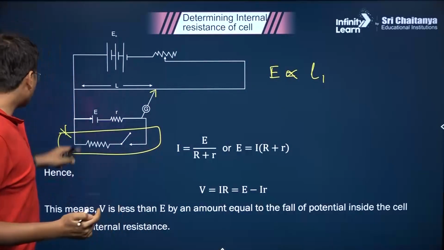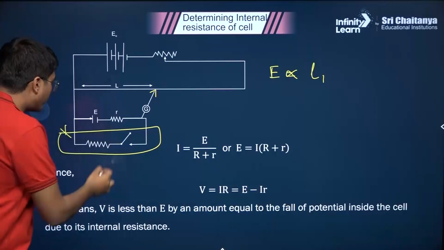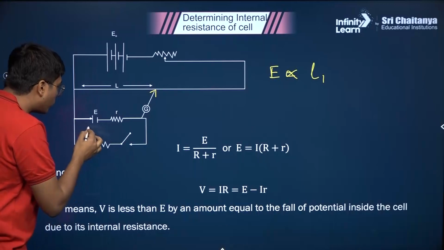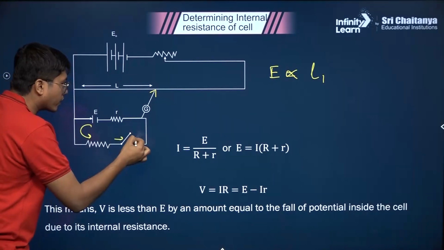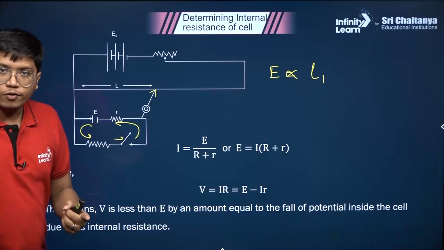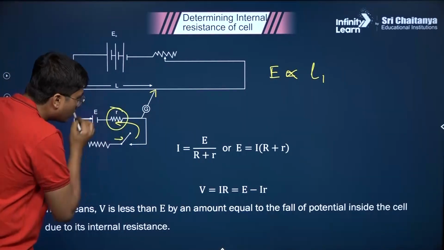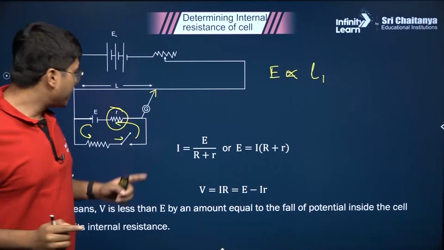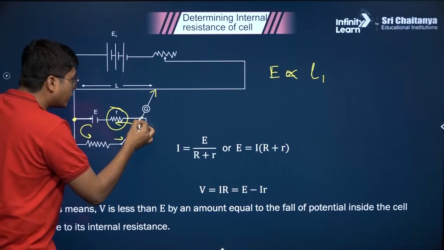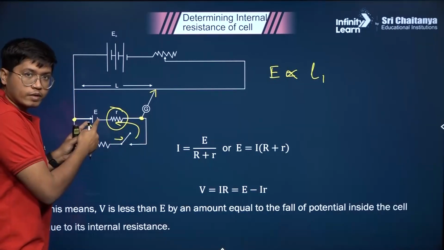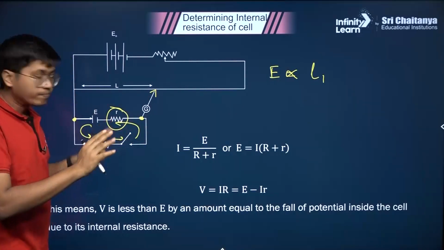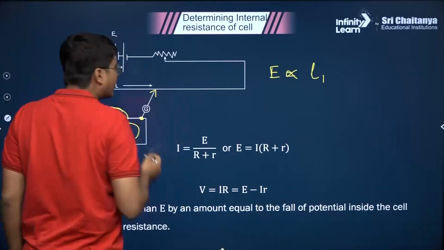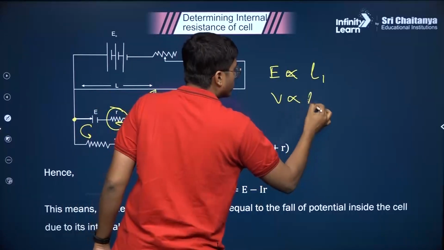In the second case, as soon as you close the key and open up this part of the circuit, you let current flow. And when current starts flowing, you know that this internal resistance will now lead to a potential drop, which means the potential across this point and this point is no longer the EMF. Even in the balance state, it's not the EMF. It is the potential difference. So that is what you get in the next length. V would be proportional to L2.